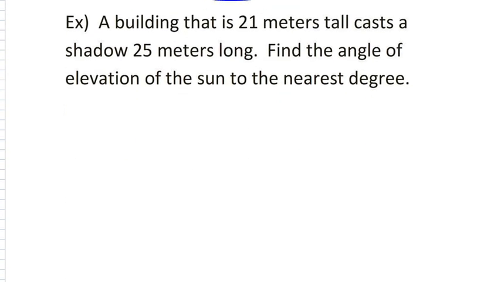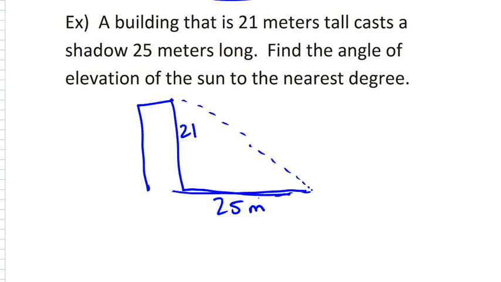The reason you need to know how to find an angle is because you'll do word problems sometimes where the angle is missing. So for example, you have a building here that is 21 meters tall, and it casts a shadow, and you want to find the angle of elevation to the sun. So let's say the sun is over here. Nice sun. So basically, you set up a trig ratio after you draw the picture.